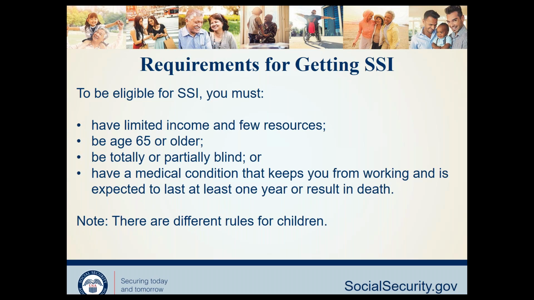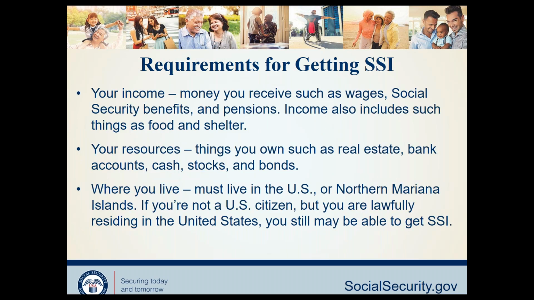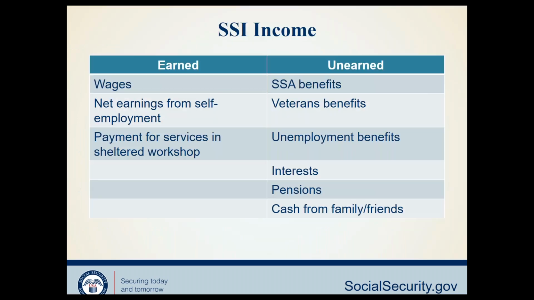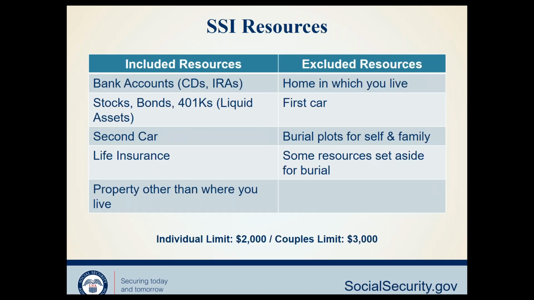So when an individual is filing for SSI benefits, we look at any income. Income could be your wages, Social Security benefits, pensions, and unearned income, which could be veterans benefits or unemployment benefits. We look at resources such as any real estate, bank accounts, stocks and bonds, and cash. We also look at where you live. You must live in the United States or Northern Mariana Islands. If you are not a U.S. citizen, but you are lawfully residing in the United States, you may still be able to get SSI.